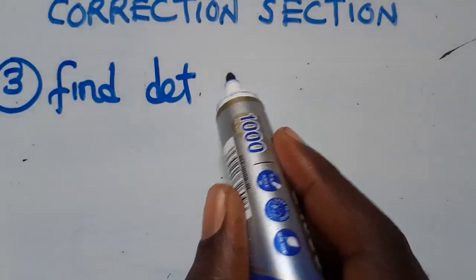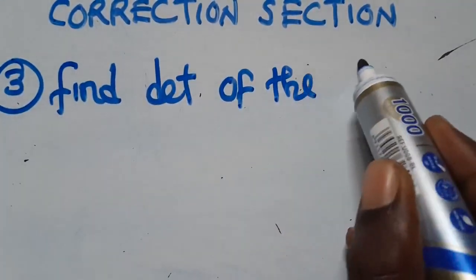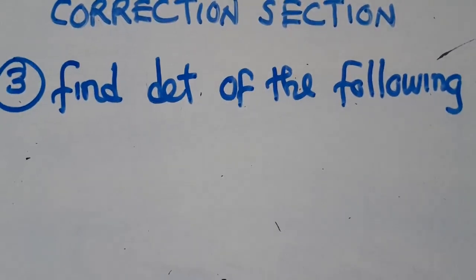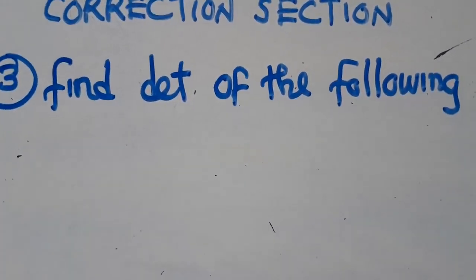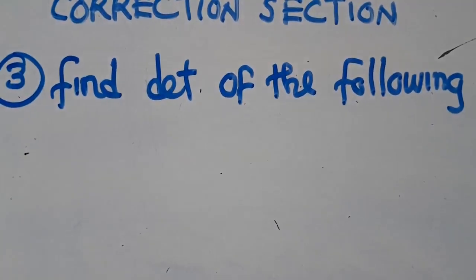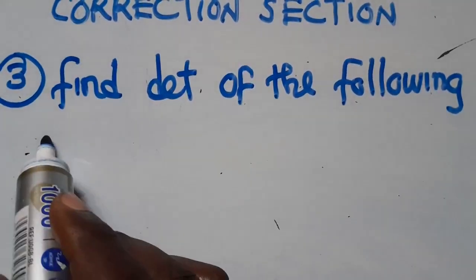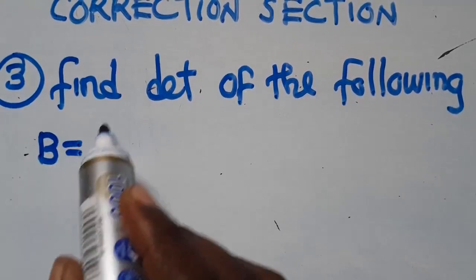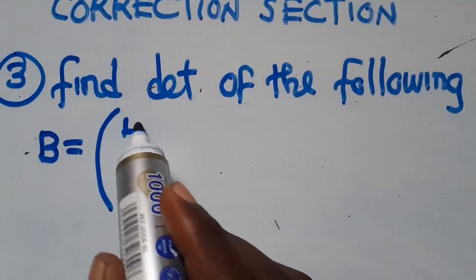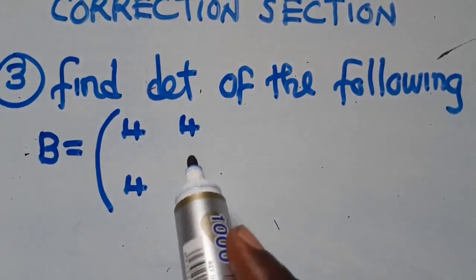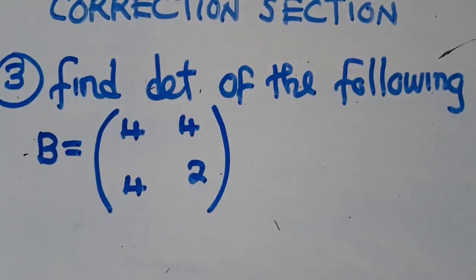I'm going to say find the determinant. We want to find the determinant of the following. So how can you find the determinant of these matrices which are here? How can we find the determinant? So we've got the first matrix. B is equal to 4, 4, 4, 2.